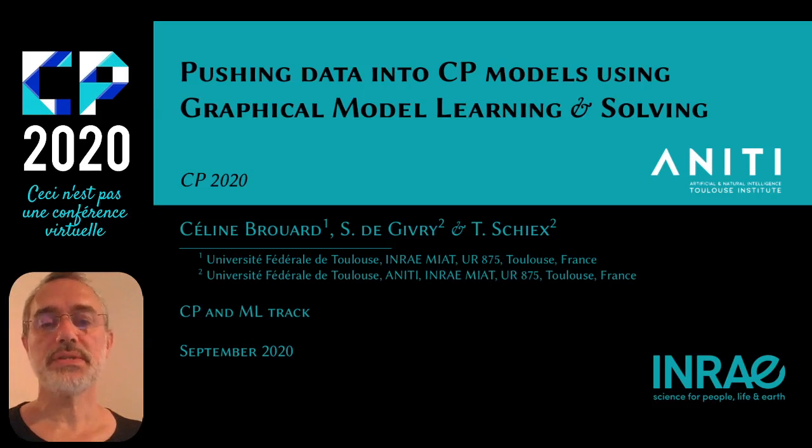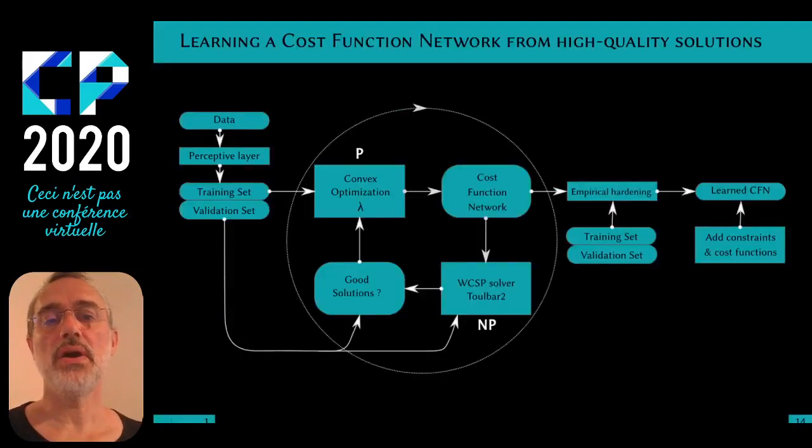So welcome to this CP and ML talk. This is joint work with Céline Brouard and Simon de Givry, working with me at INRAE. Simon and I are also members of the Artificial and Natural Intelligence Toulouse Institute. This talk will be about learning cost function networks from a set of high-quality solutions.